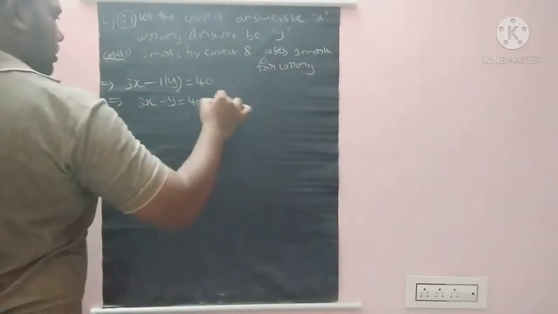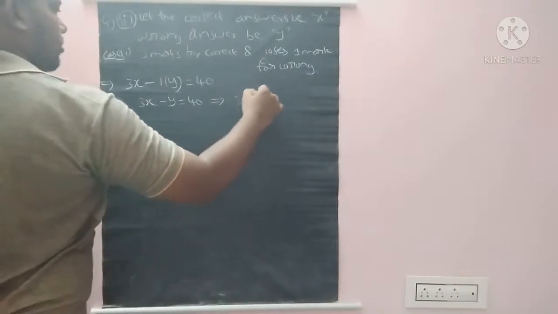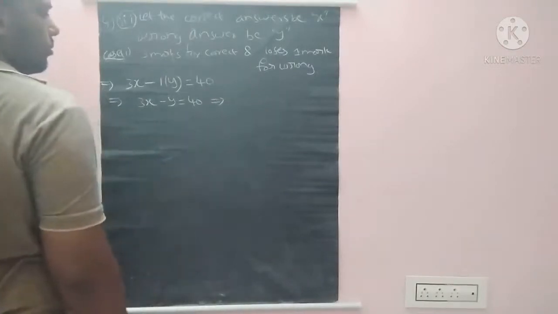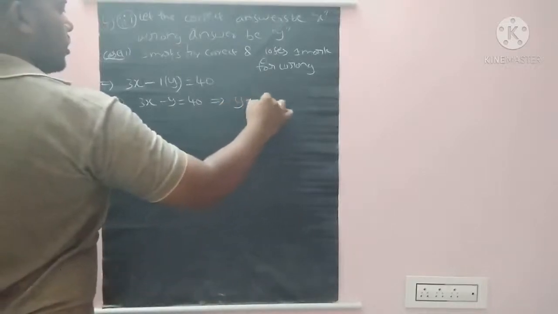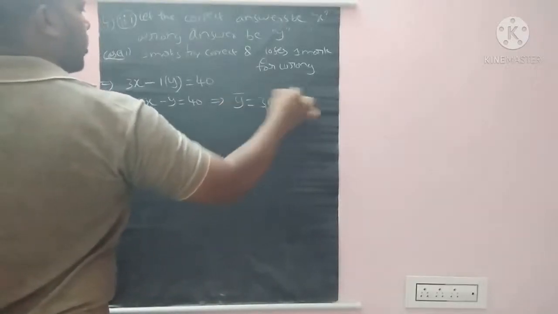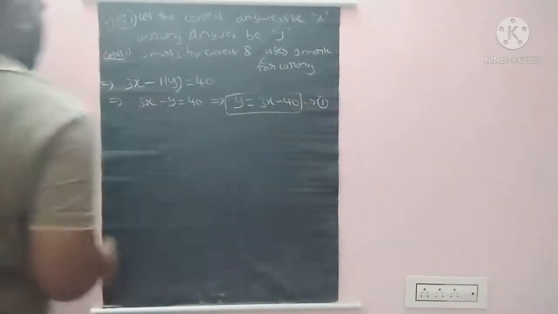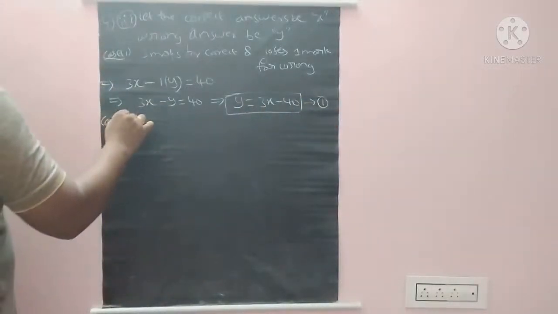So we can write like this. That implies Y is equals to 3X minus 40. Let it be 1. Now case 2.